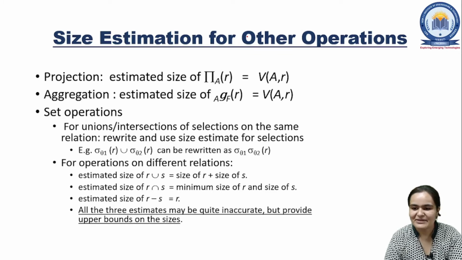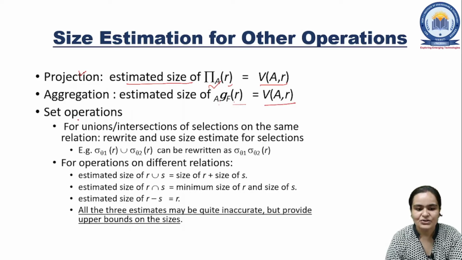So, size estimation for other operations. If we see projection, the estimated size of projection of A from R is the product of A and R, and the aggregation estimation of size is always A aggregation of F, and this will also be the same. For set operations like union or intersection of selections on the same relation, we have to rewrite and use the size estimate of the selections.